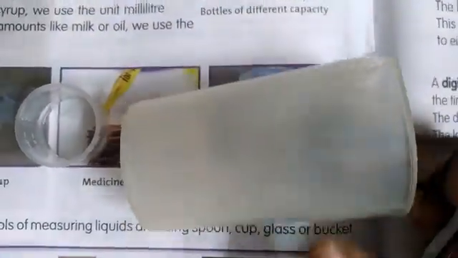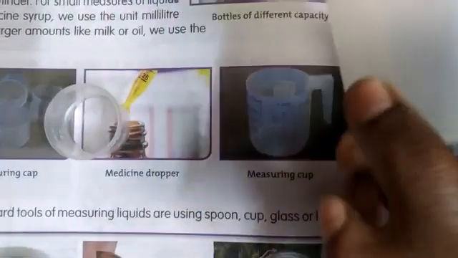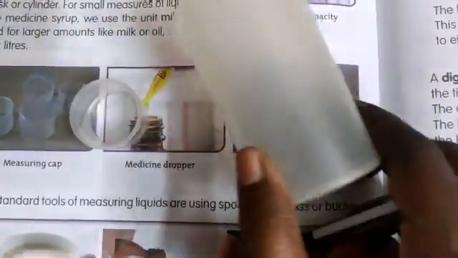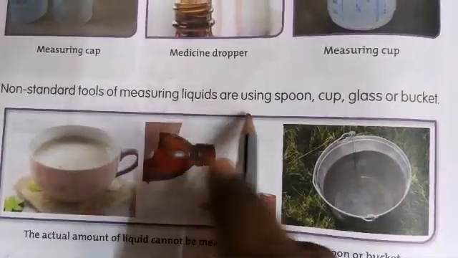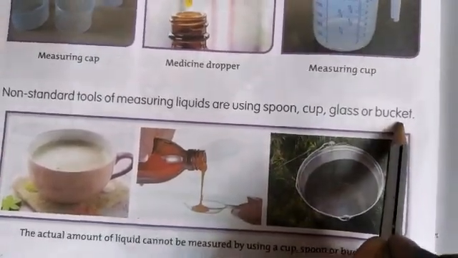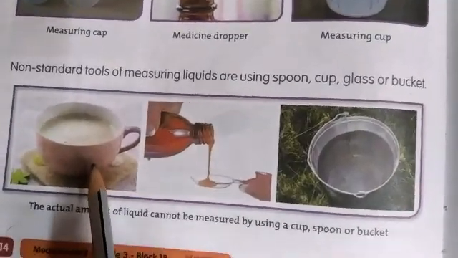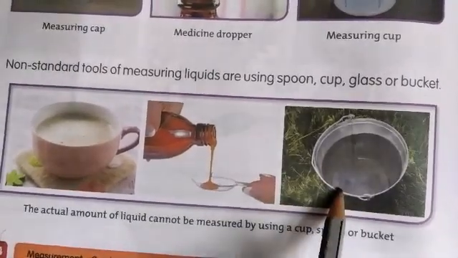We cannot see any numbers, but we can measure liquids like 1 cup of milk and 2 cups of milk in this way. So these are the non-standard tools, and this is a standard tool which shows numbers. Non-standard tools of measuring liquids are using spoon, cup, glass or bucket. Here you can see the non-standard tools, 1 cup, and here 1 spoon and a bucket of water.